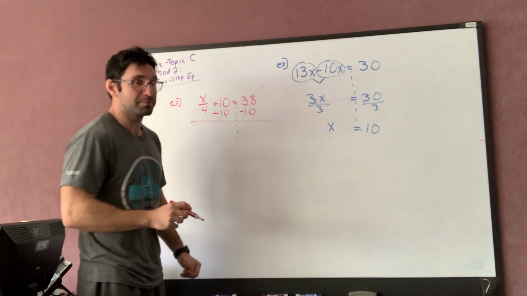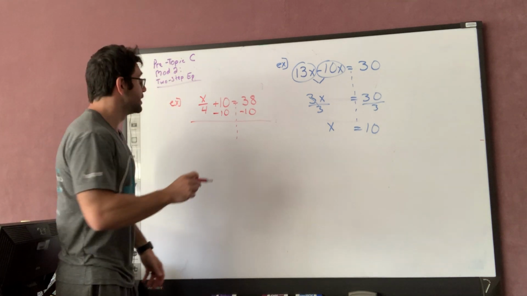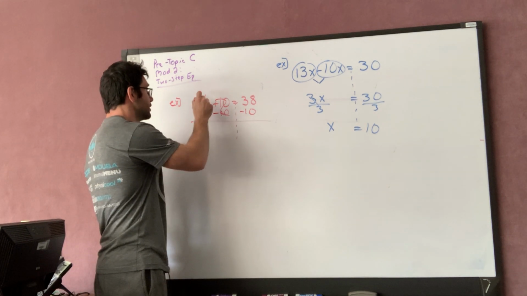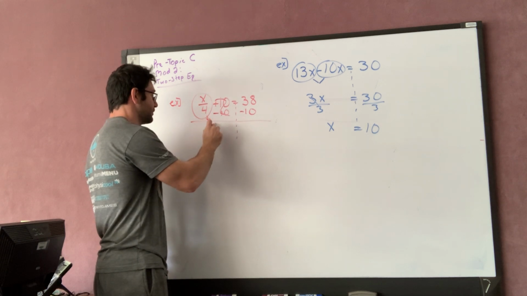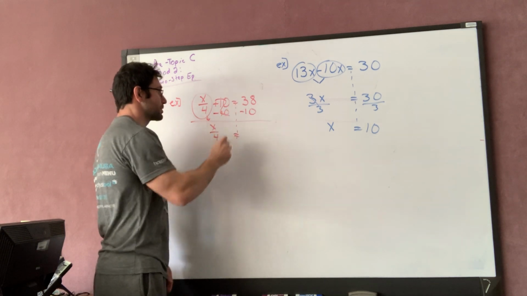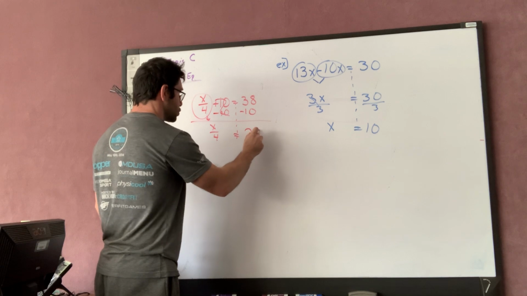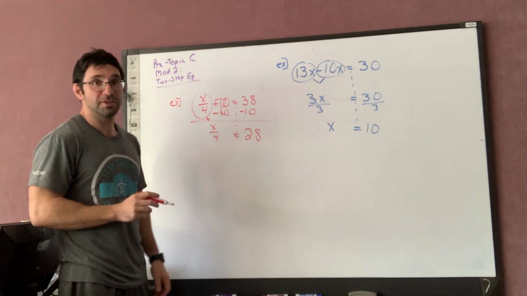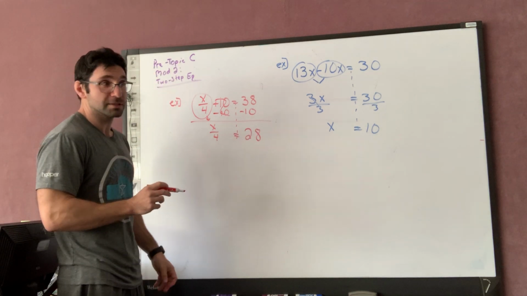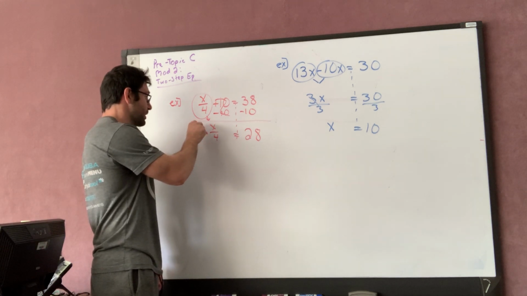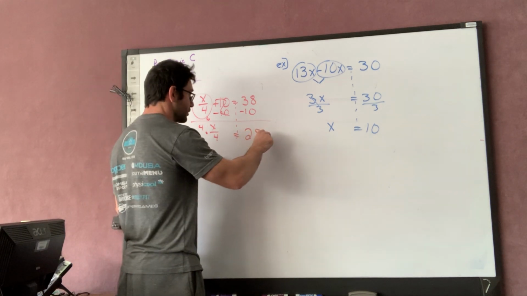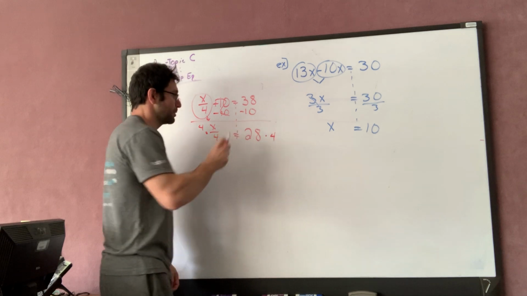So I subtract 10 from both sides. This is really the additive inverse. Positive 10 minus 10 is 0. So all of this x divided by 4 comes down. Equals 38 minus 10 is 28. This is now division. This is a one-step equation. The inverse of division is multiply. So I'm really multiplying by 4. Wow, that's going to be a big number.